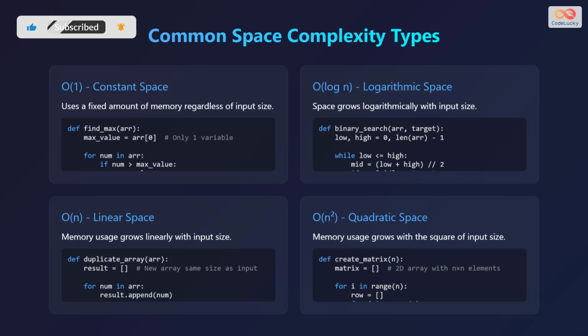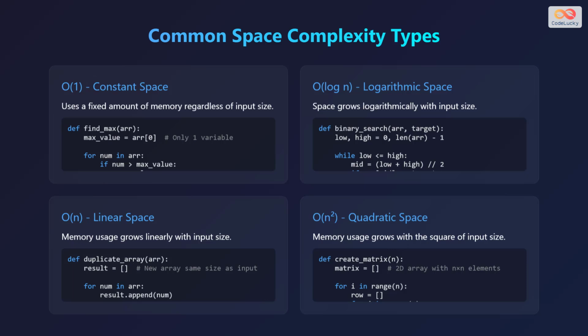Next is O(n), linear space. Here, memory usage grows linearly with the input size. For example, see this Python function duplicate array, where the size of the result array increases linearly with the input array. Therefore, the space complexity is O(n).